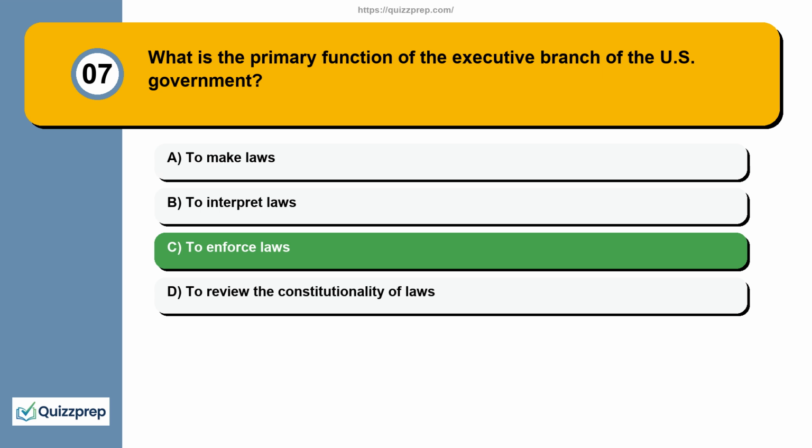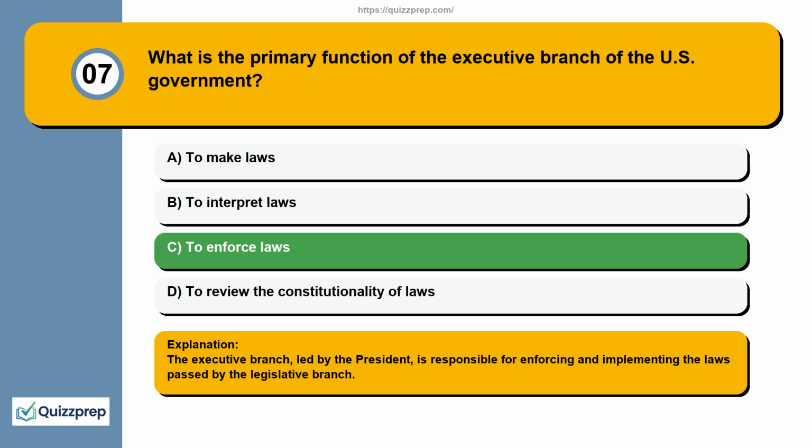The correct answer is option C. To enforce laws. Explanation. The executive branch, led by the president, is responsible for enforcing and implementing the laws passed by the legislative branch.